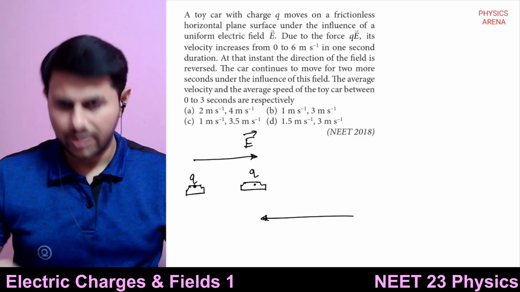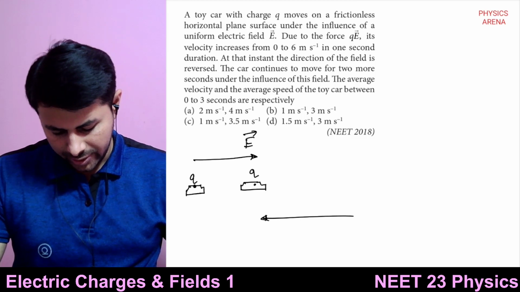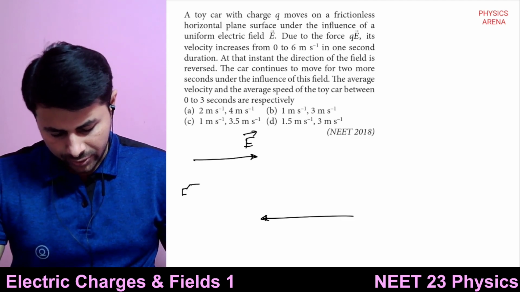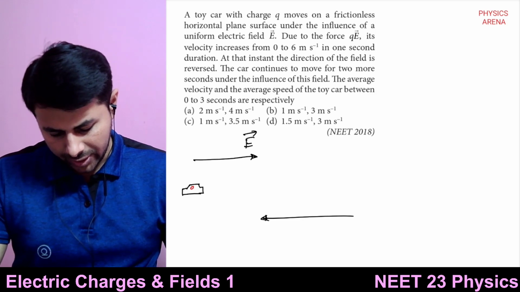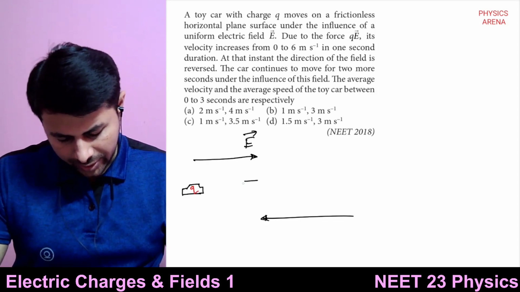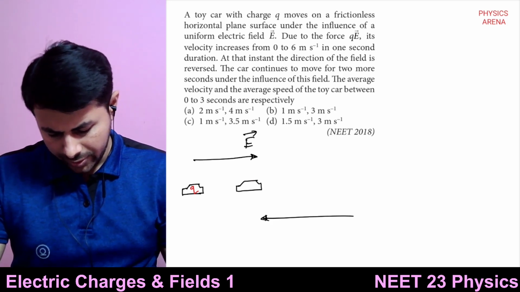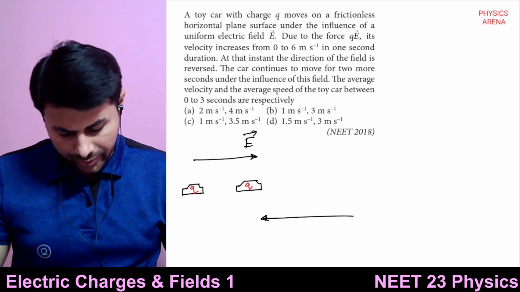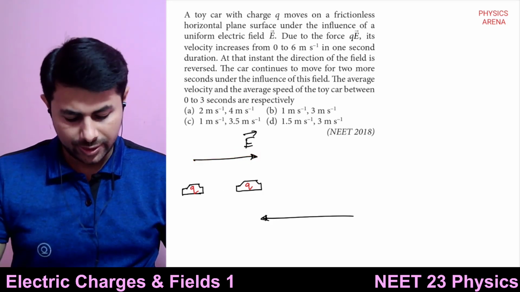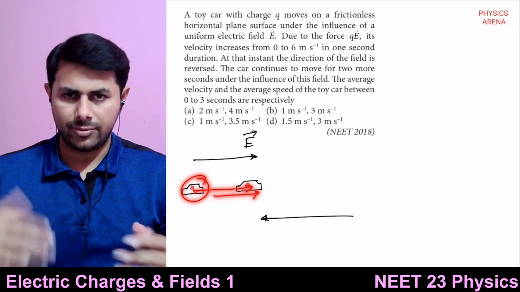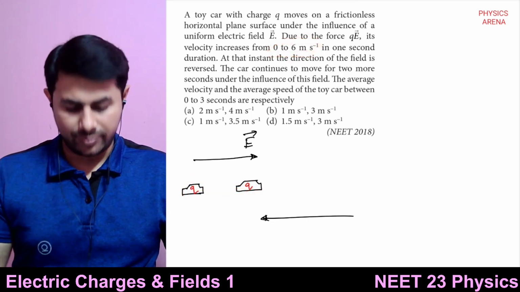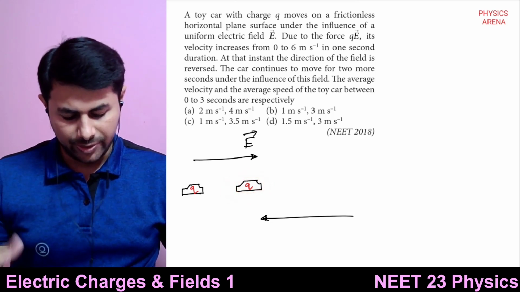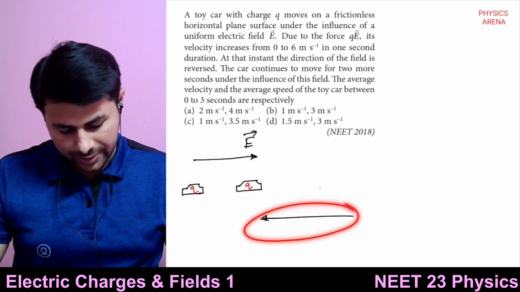Let me explain it once again. You have a toy car kept in a uniform electric field, and this car has charge Q on it. It is just placed there. Due to this electric field, which exerts some force, the car will move from this point to this point in 1 second, and it gains speed from 0 to 6 meters per second. Now when it reaches this point, the field is reversed, so the electric field acts in the opposite direction.